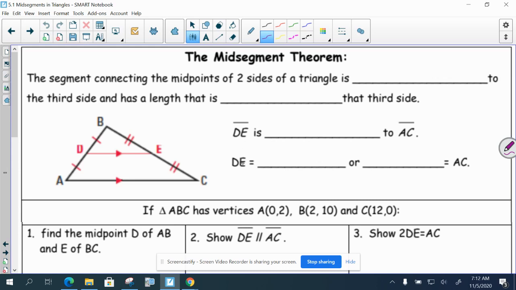DE is 1/2 of the length of AC, or if you multiply both sides by 2, you would get 2 times the length of DE is equal to AC. And then also, the mid-segment is parallel to its opposite side.